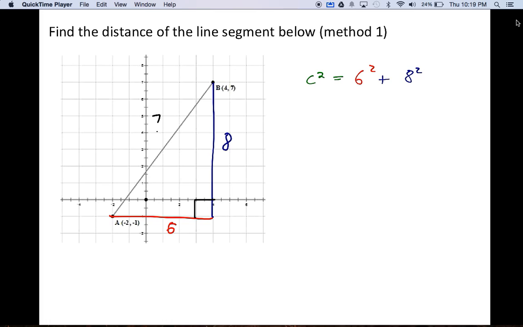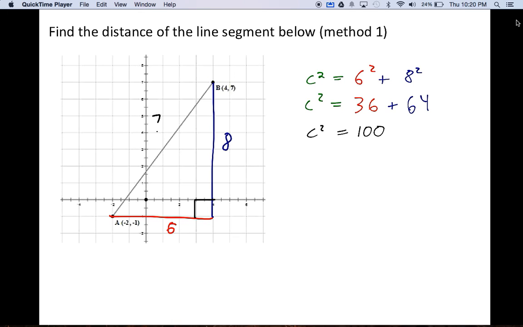That's simple. So c squared we can't do anything with, so I'm just going to rewrite that. c squared equals 6 squared, which is 6 times 6, plus 8 squared, which is 8 times 8. And if we add those together, we get 100. So I get c squared equals 100.